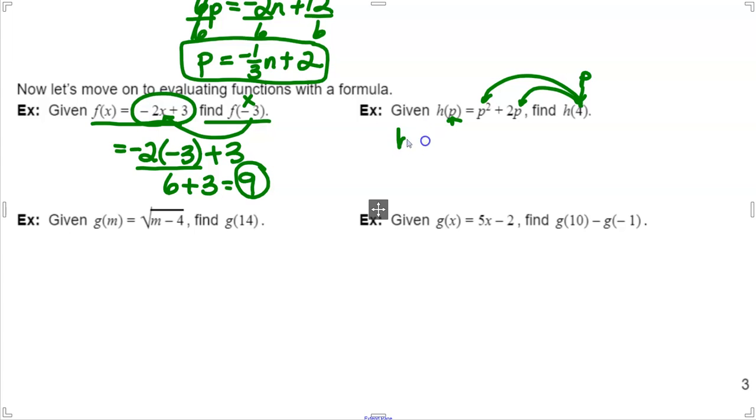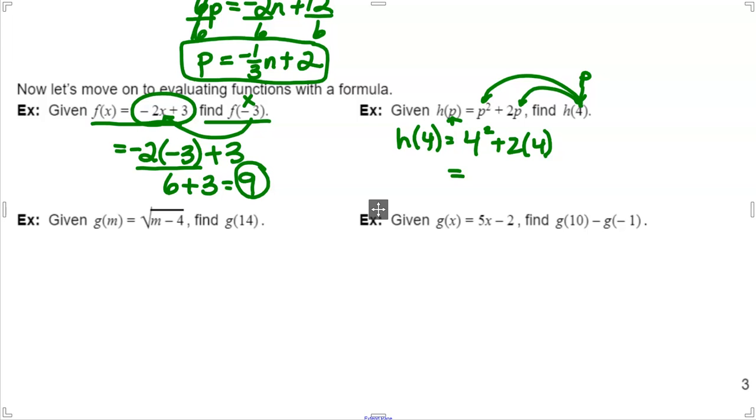So h of 4 is equal to, I need to put 4 in there and square it, and then add twice of that times 4, and that ends up getting me what I need to operate in order to find my answer. So in order to do order of operations PEMDAS style, you have to square the exponent first and then multiply and then add.